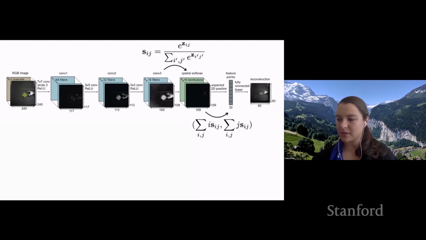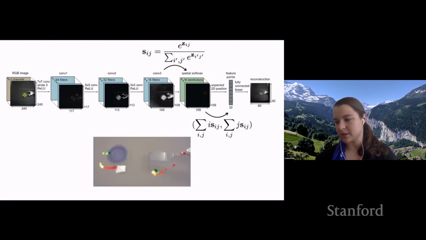So as a result, this is a 32-dimensional vector where you get 2 dimensions for each of these feature maps, one for the X and one for the Y coordinate. And then you get something that looks like this. This is visualizing only 2 of the feature points, but one of the feature points tracks the finger of the robot, and another one of them tracks the object.